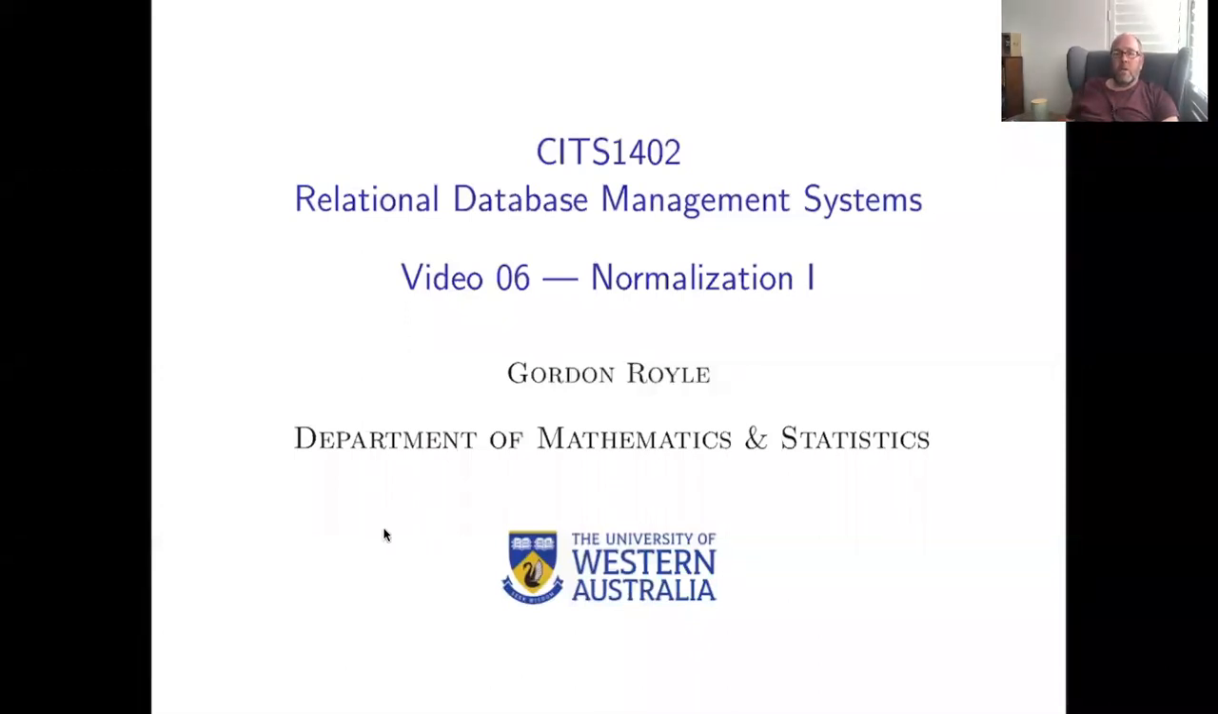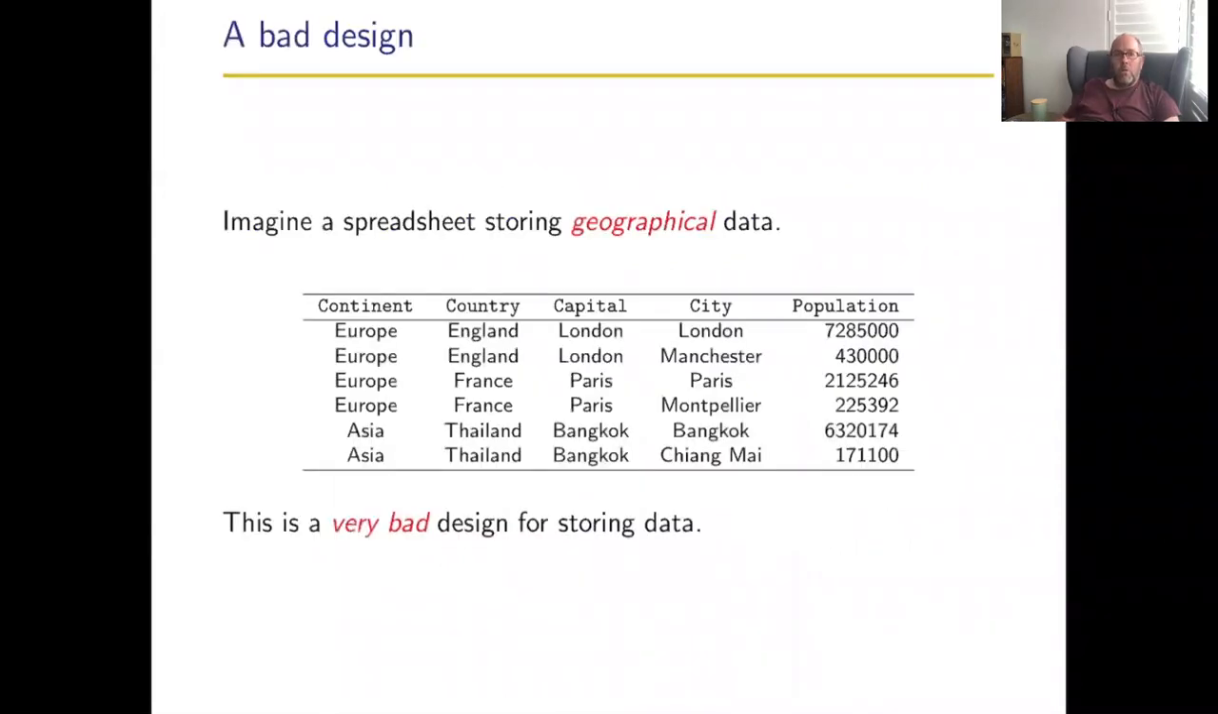Video 6. We'll start looking at the idea of normalization, which is a fancy word for saying, how do we arrange our data between different tables so that we have a minimum of redundancy, but not too much overhead in collecting all the data back together again. So we'll look at an example to start with.